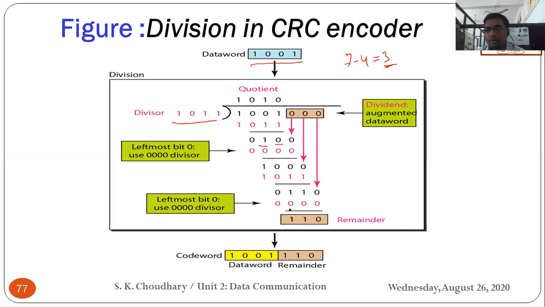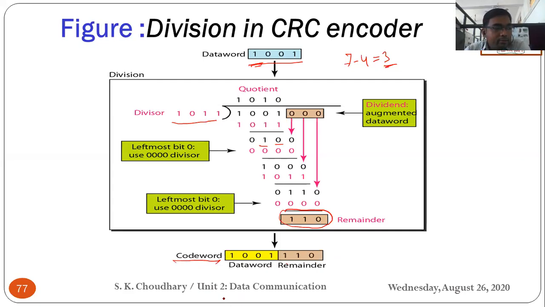Okay, so remember this. So finally, what you get as a remainder? You get a remainder of 110. Now this remainder would be added to this data word 1001, and adding this, you become a 7-bit code word. Okay, this is the way to do the encoding in the CRC.